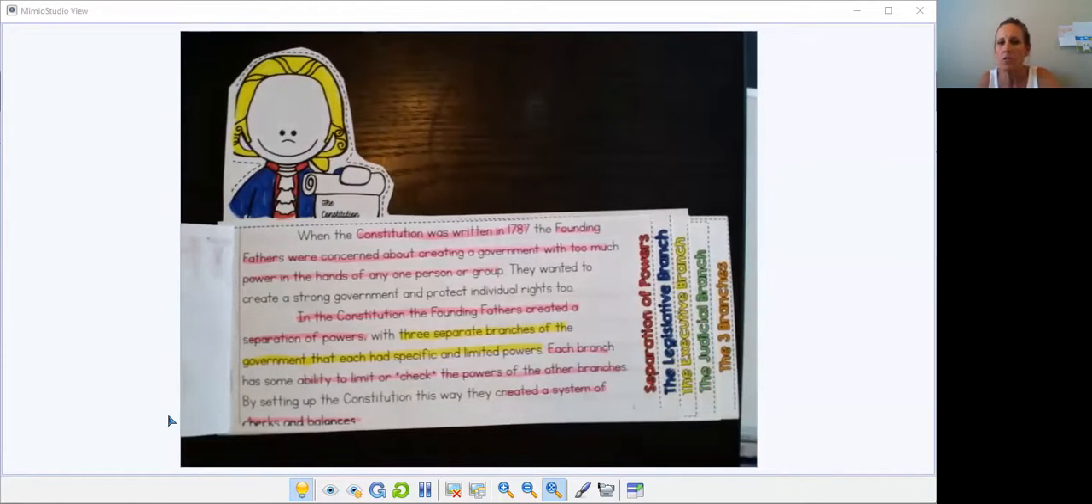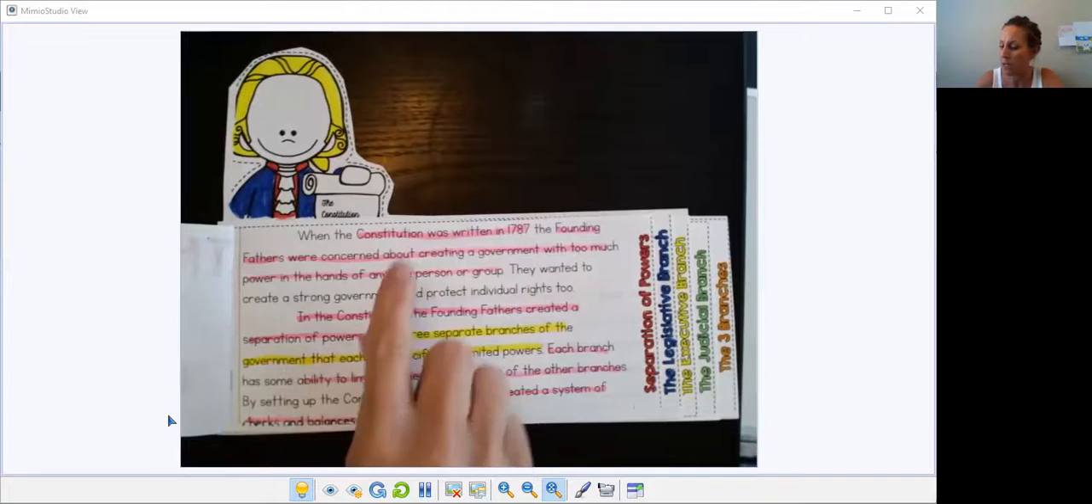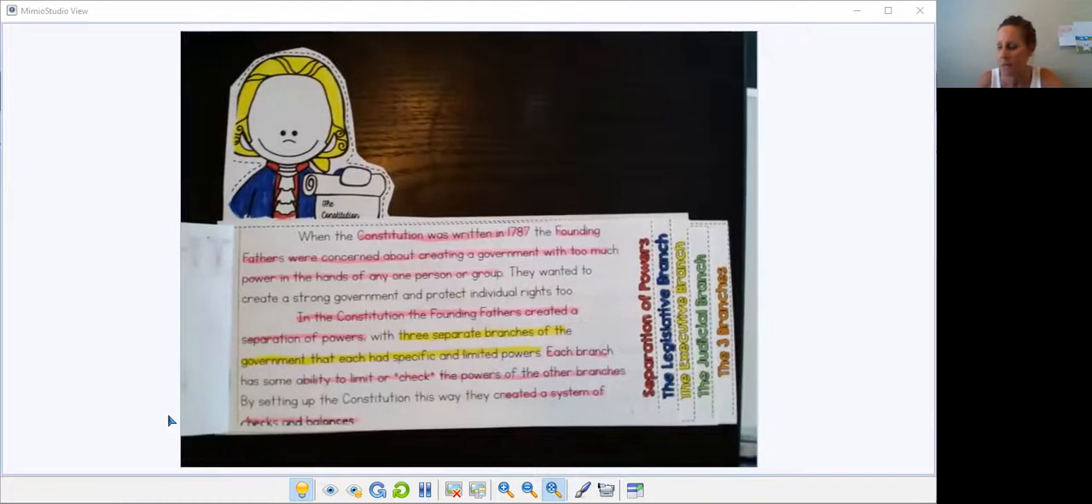So when the Constitution was written in 1787, the Founding Fathers were concerned about creating a government with too much power in the hands of any one person or group. They wanted to create a strong government and protect individual rights too. Okay? They didn't want the king. That's why they left England, was to break free from that. And so the colonists came over, and then they created the Constitution to avoid that.